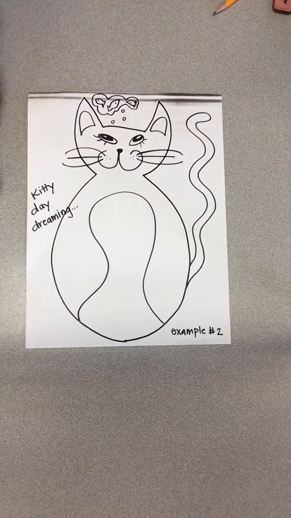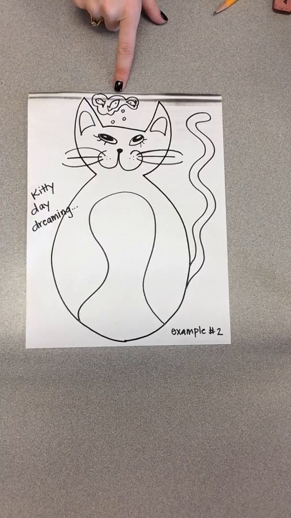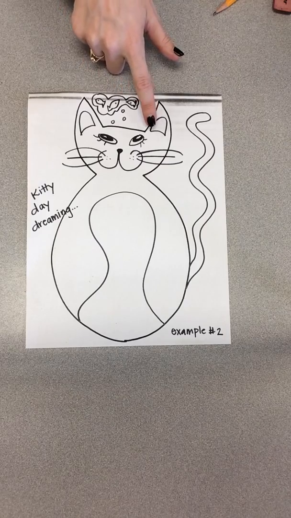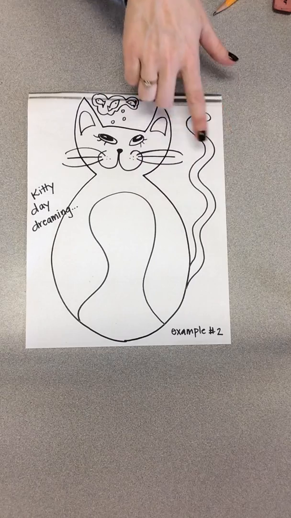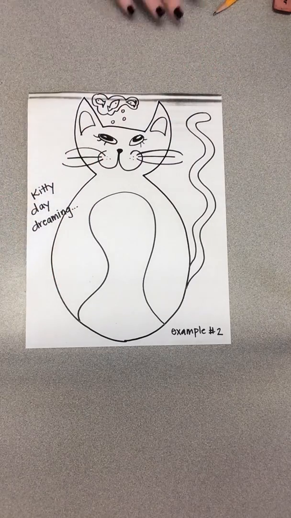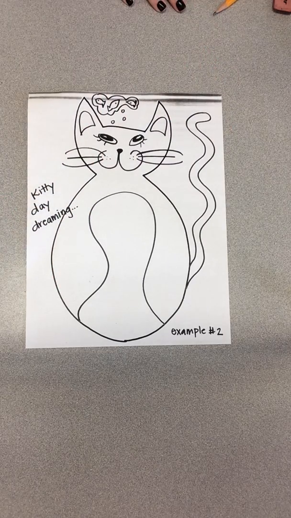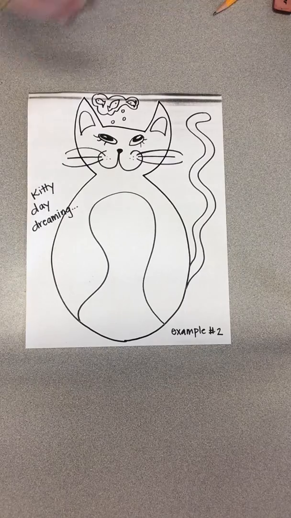This cat is kitty daydreaming about her next meal, some more yummy fish. She's got some eyes that are looking up. Her body is very waved out, and the line work here shows that. But this is another great example of how you might fill in your cat today.